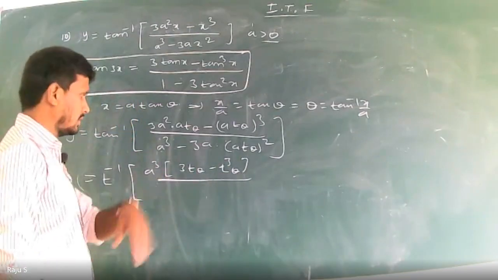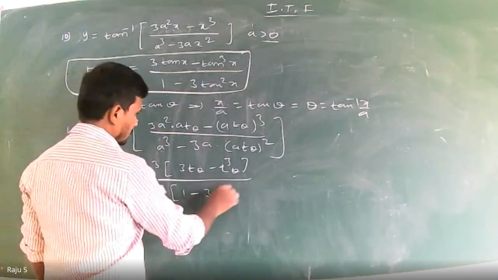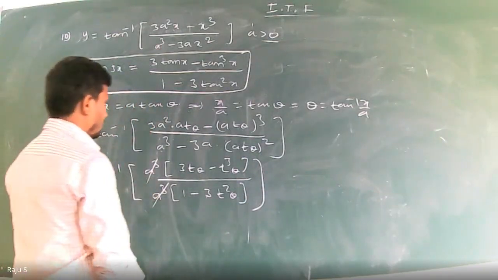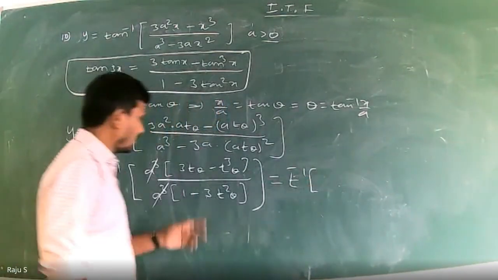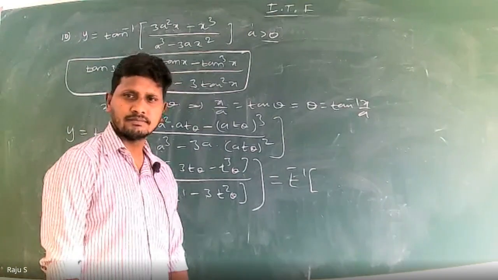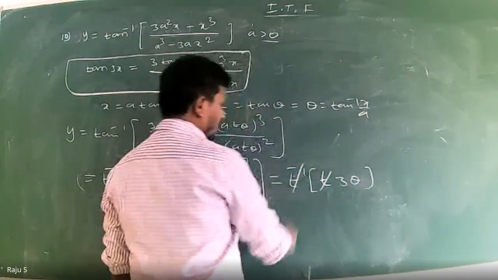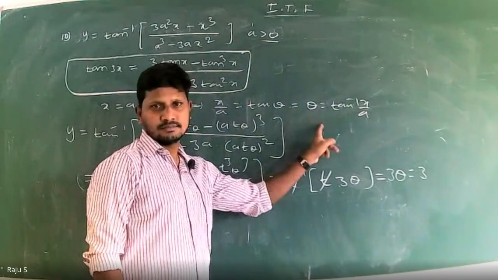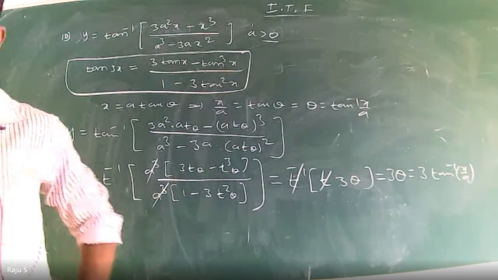What is the common denominator? A cube, and 1 minus 3 tan square theta. A cube gets cancelled, you know. Now tan inverse of, what about here, 3 tan theta minus tan cube theta? That is tan 3 theta, so tan gets cancelled. Finally, 3 theta. 3 into what is theta? Okay, simple question.